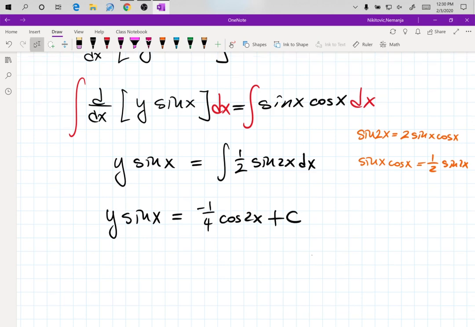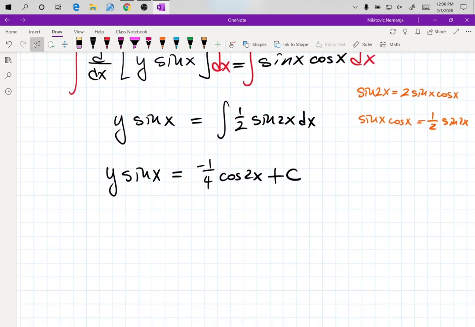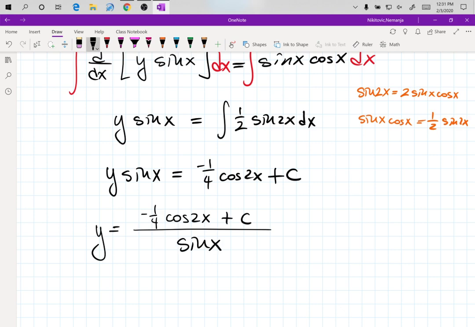All that's left is to get y alone. This problem did not have an initial value, so we will be done once we have a general solution. So we have negative 1/4 cosine 2x plus c, divided by sine x.